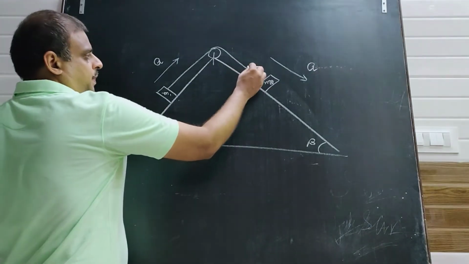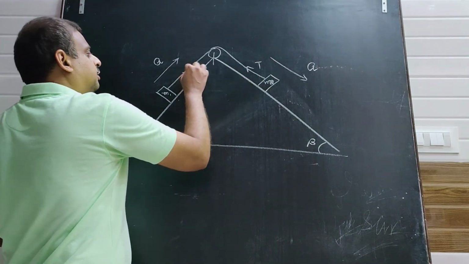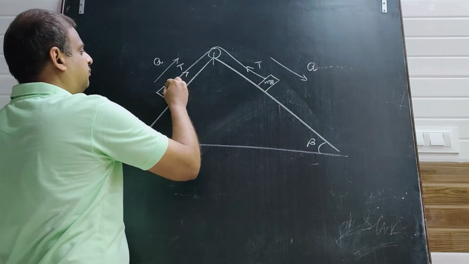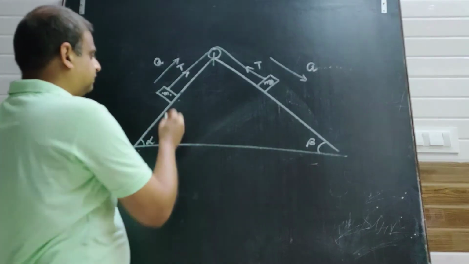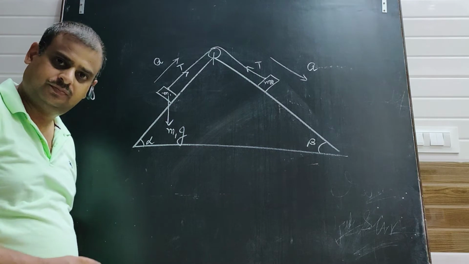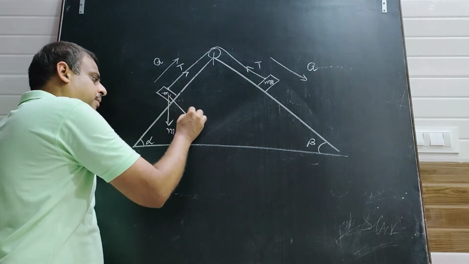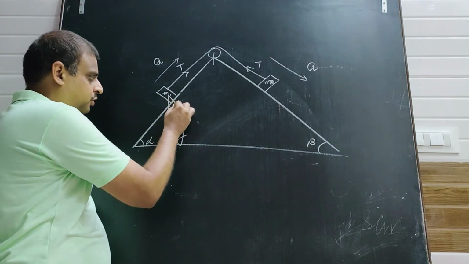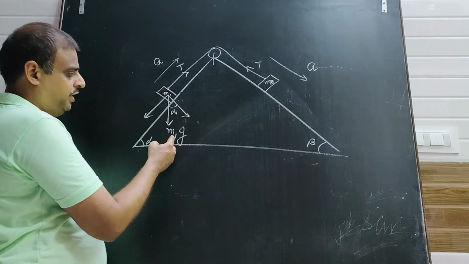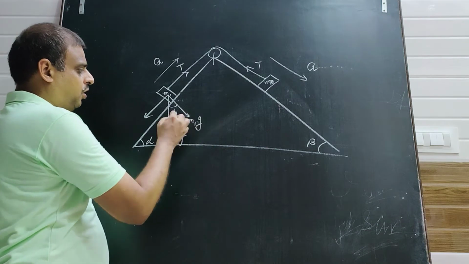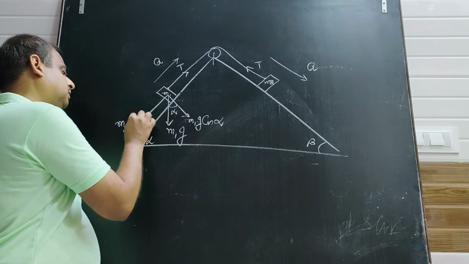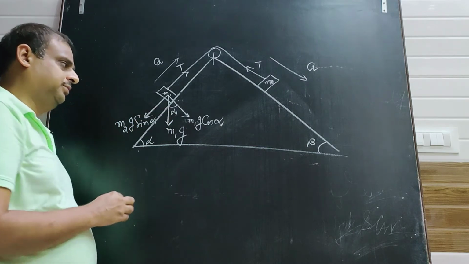So they both have tension T acting away from this point. Weight of this body is in this direction. Drop a perpendicular. This will have angle alpha. Resolve this weight into two components along alpha, m1g cos alpha, and this is m1g sin alpha.